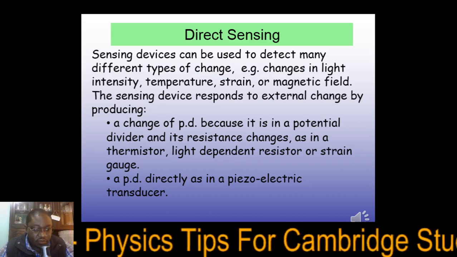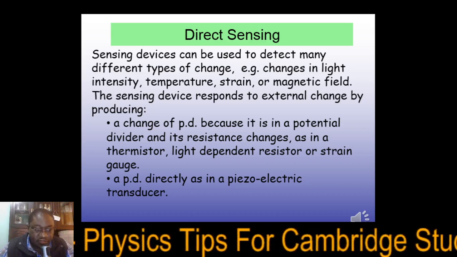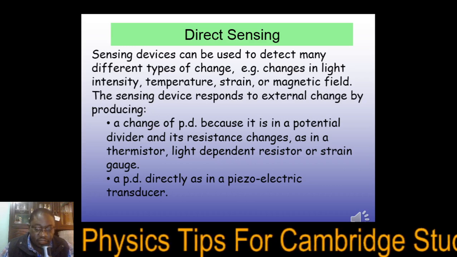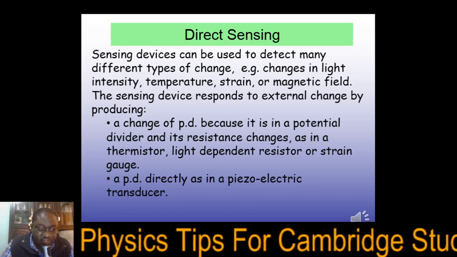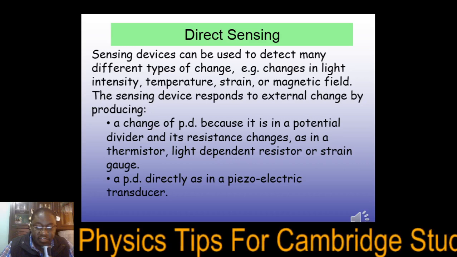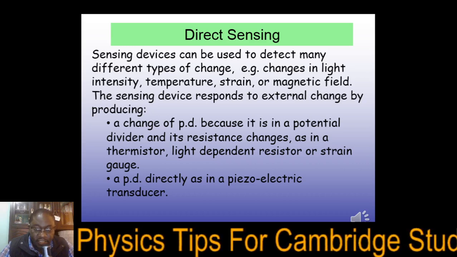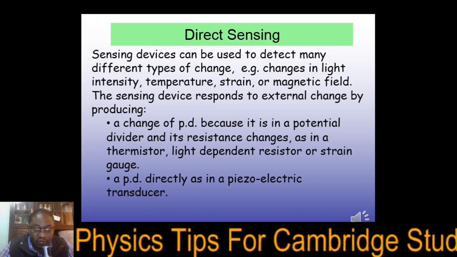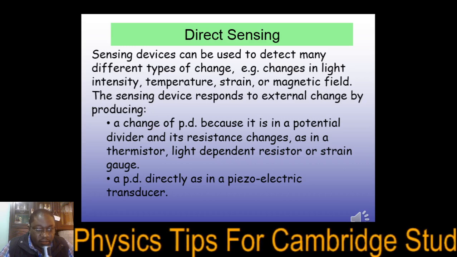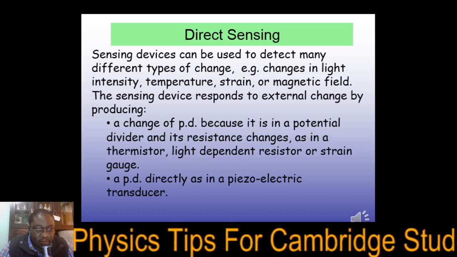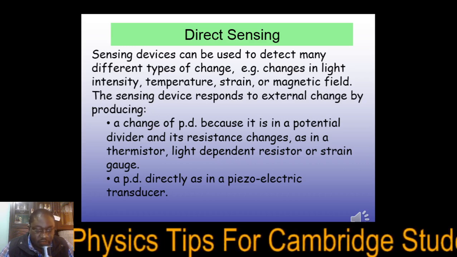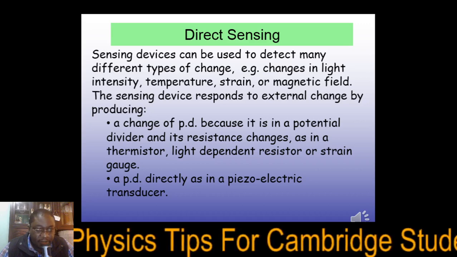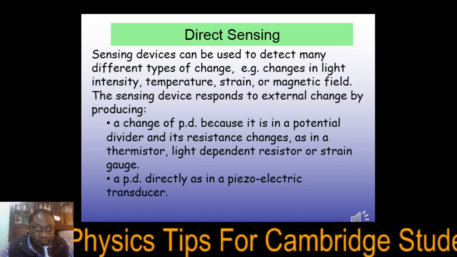In this case, we are going to be looking at the potential divider circuit itself so that you revisit it, because I know it's been covered in the IGCSE syllabus, but we are going to go over it again. Right, and then we also talk about the piezo-electric transducer as a sensing device.